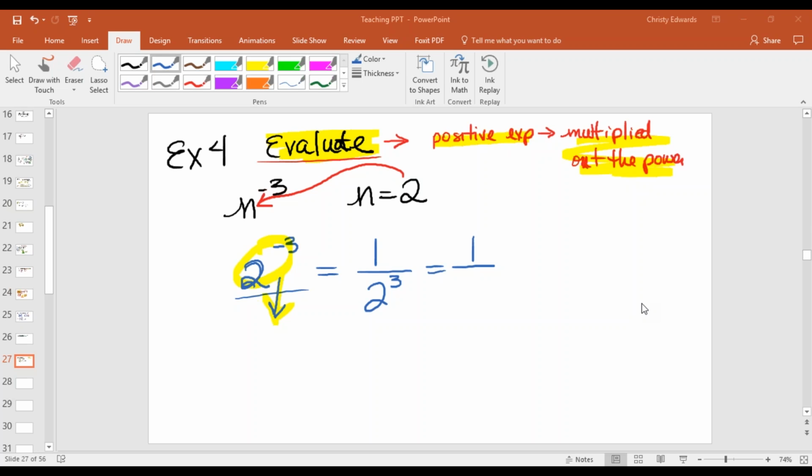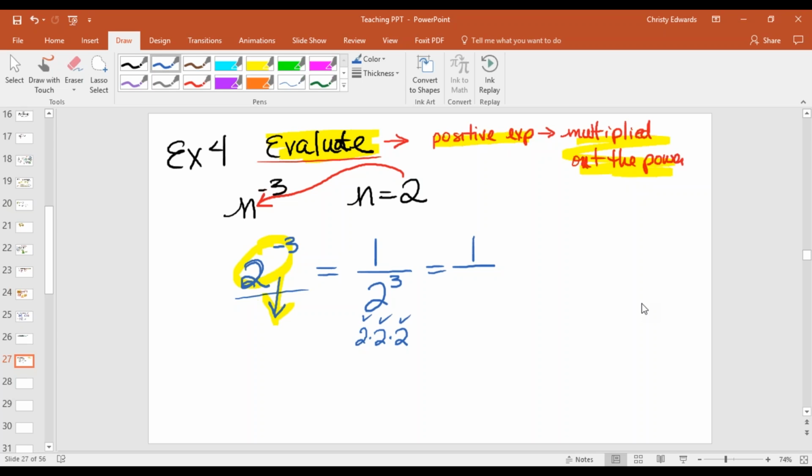2 to the third is not 6. That's 2 times 3. 2 to the third, good Jack, is 2 times 2 times 2. Good Morgan. What's 2 times 2 times 2? It's not 5. 2 to the third is not 2 plus 3, and it is not 2 times 3. Good Allie, good Maddie with a Y. It's 2 times 2 times 2.